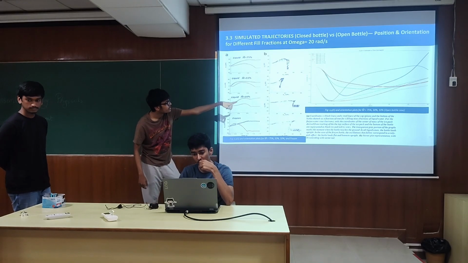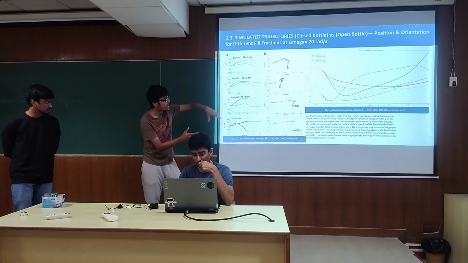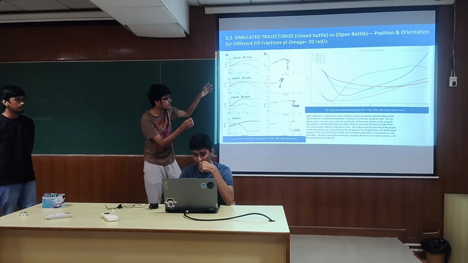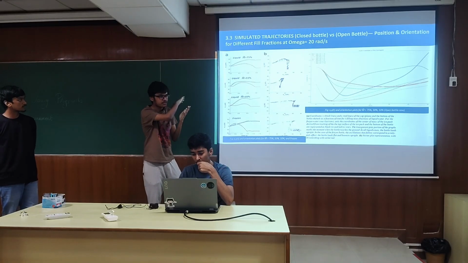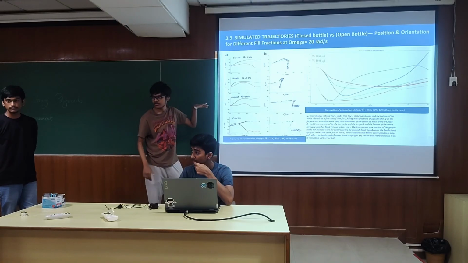Observe that the blue line is the 0.1 kg mass. The bottle actually comes around and fits. For all the other lines, 0.3, 0.5, 0.75, they just stay in the same horizontal.